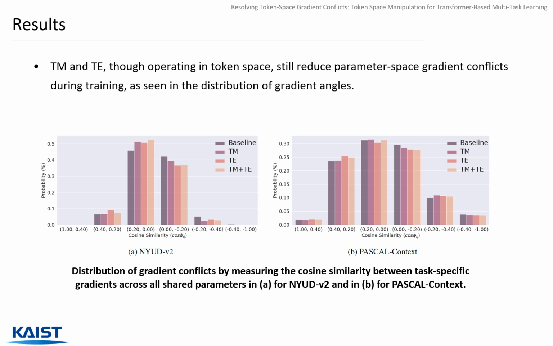Although token modulation and token expansion operate on token features rather than weights, we still see an impact on parameter space gradients during training. We track the angle between task gradients at shared parameters and summarize them as a histogram over layers and steps. With token modulation and token expansion, the histograms shift away from negative angles and place more mass near zero or positive values.